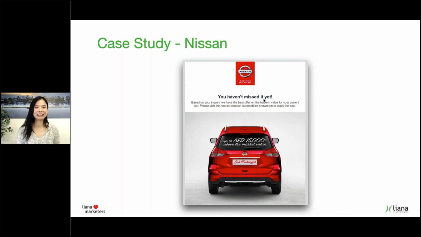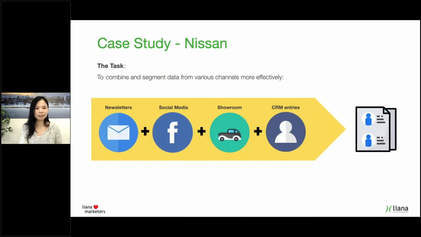So thank you, Wish, for sharing all these tips, guides and statistics. We have an actual case study here from Nissan. Everyone knows Nissan, so I don't need to give an introduction of the company. They came to us with a challenge that their data was scattered throughout different channels, and they had a difficult time making full potential use of it. By using our solutions, they managed to combine and segment data from various channels to make it more effective. Channels such as the newsletter, social media channels, the showroom, and CRM entries as well.